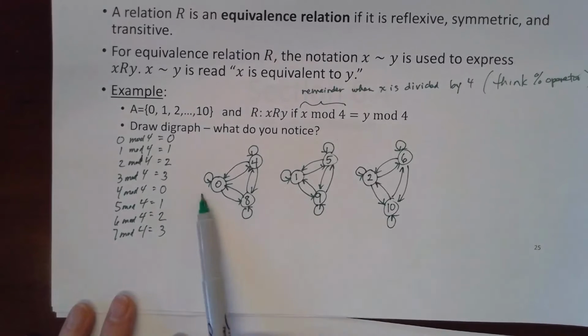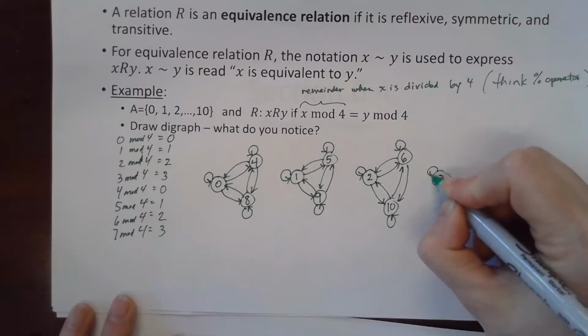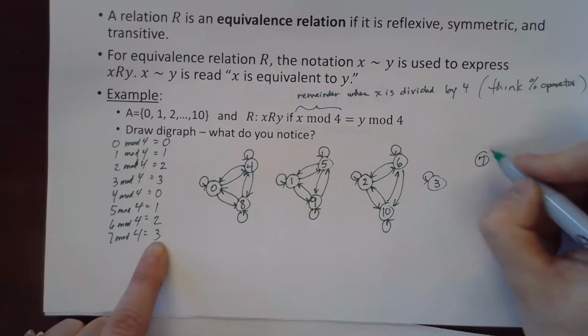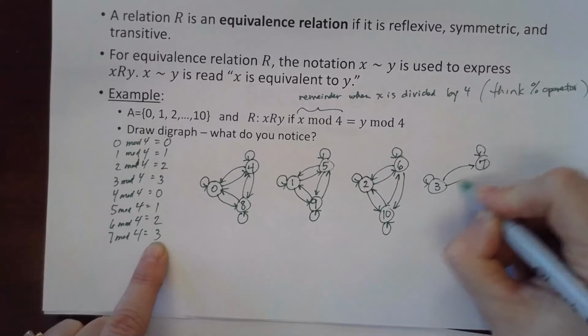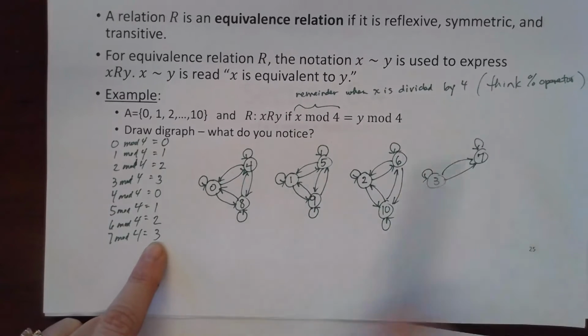So we've considered 0, 1, 2. 3 isn't in here anywhere yet. Of course, it's related to itself. We see it's related to 7. And I think that covers everything: 0, 1, 2, 3, 4, 5, 6, 7, 8, 9, and 10.